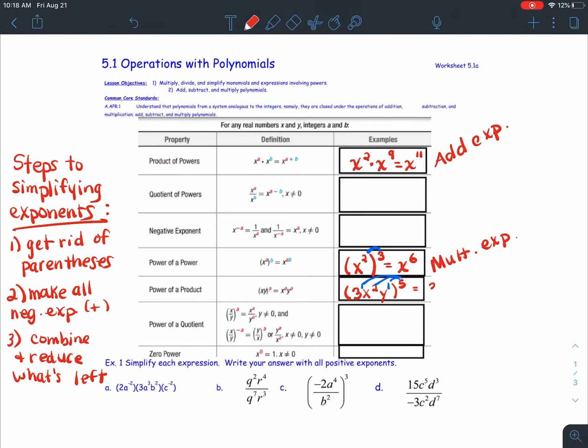This 5 can be distributed to each of those, giving you 3 to the 5th, x to the 10th, y to the 5th, and then we would multiply out 3 to the 5th and say that that would be like 243, x to the 10th, y to the 5th.